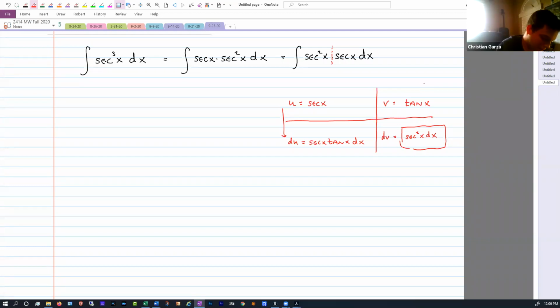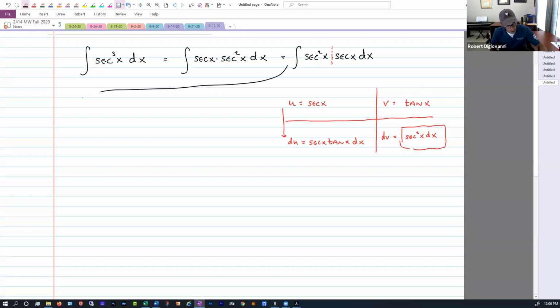Okay, so let's go with this. We're going from here. We're ready for uv minus the integral of v du. So uv would be secant x tangent x minus the integral of v du. Now look at v du. It's secant x times tangent x again. So I'm going to put secant x tangent squared x dx. Any questions on that?